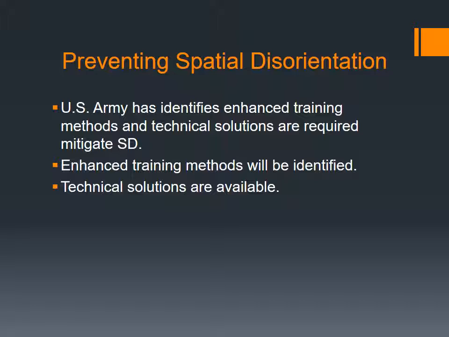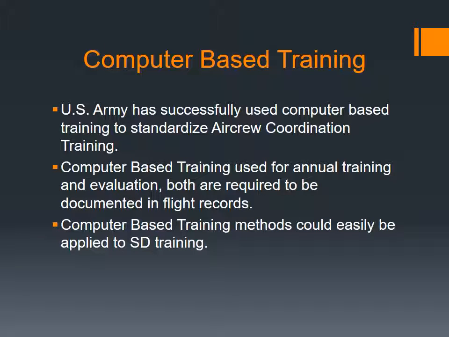Enhanced training methods will be identified, including computer-based training and spatial disorientation specific training simulators. Technical solutions will also be identified, including enhanced ground proximity warning system and multifunction radar. The U.S. Army has successfully used computer-based training to standardize aircrew coordination training. Current Army regulations require aircrew coordination be conducted annually and an evaluation be conducted in the individual aircrew training records.